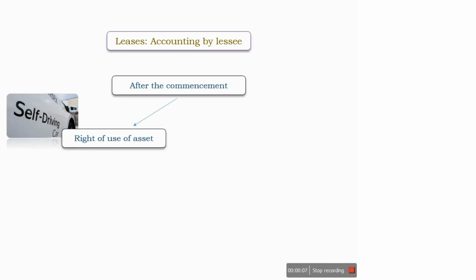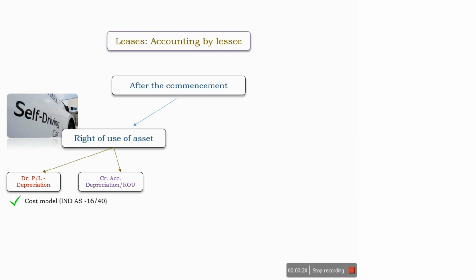Let's understand the accounting by the lessee. After the commencement date, in respect of the right of use asset, the lessee will debit the P&L with depreciation and credit accumulated depreciation of the right of use asset. The lessee will apply the cost model or the revaluation model described in IND AS 16, and need to check for impairment under IND AS 36.